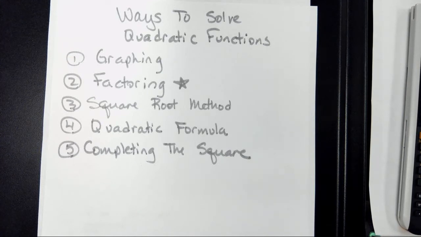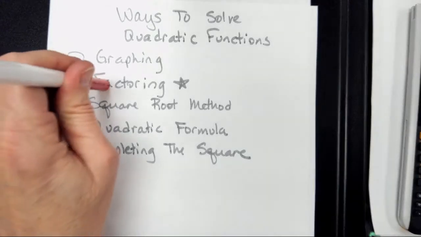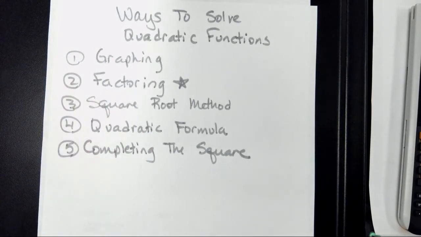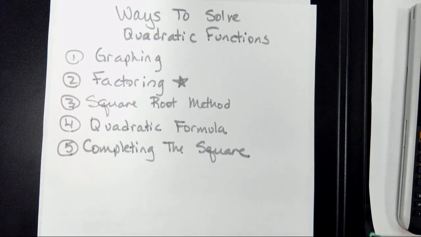But it is not something that I recommend that you use all the time. If you can factor, you should factor. If you can use the square root method, you should use that. Quadratic formula, I kind of like to save till the end as a last resort. But graphing is not the recommended way. But I'm going to show you how to use it because it is quick and easy.